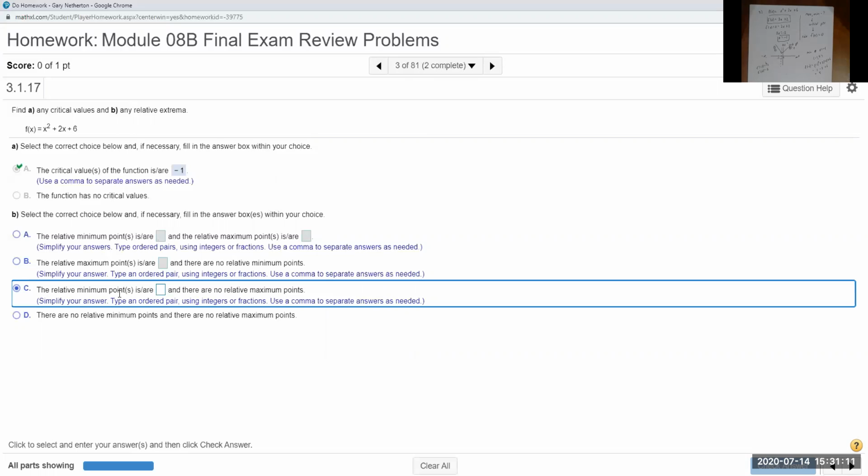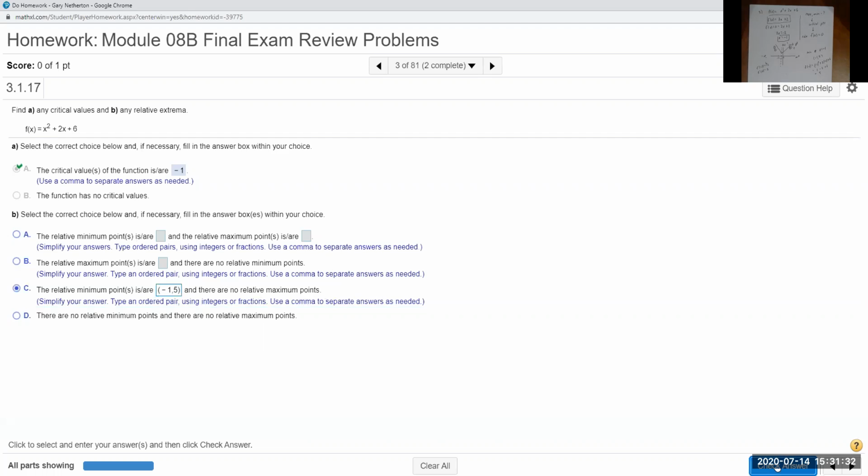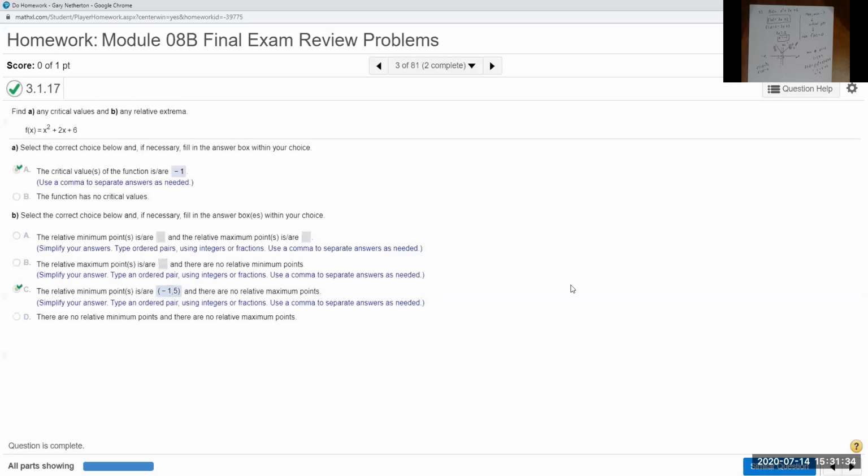Now here they're asking for the point. So we do need the point after all. The relative minimum point is (-1, 5), and there are no relative maximum points. Hopefully this is correct, and it is.